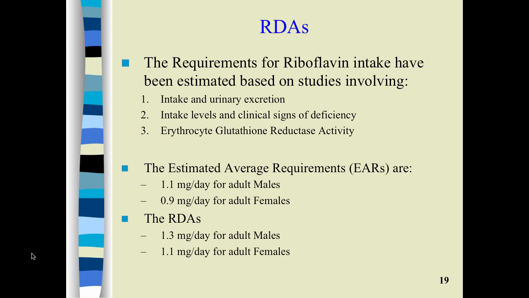The RDAs. The requirements for riboflavin intake have been estimated on studies involving intake and urinary excretion, so they kind of compare those. Intake levels and clinical signs of deficiency, we'll look at those in a second. And erythrocyte glutathione reductase activity. So this is an assay. What kind of an assay would we call it? It's a functional assay.